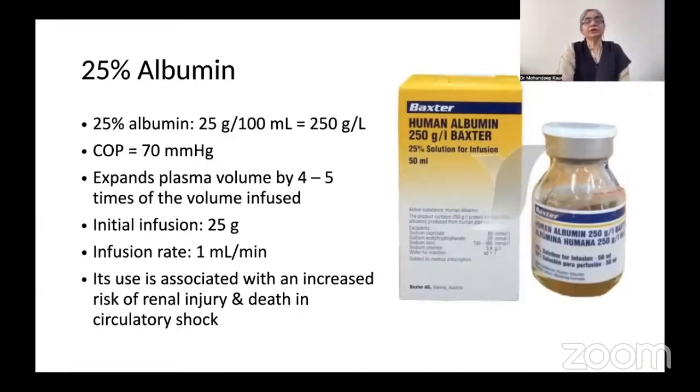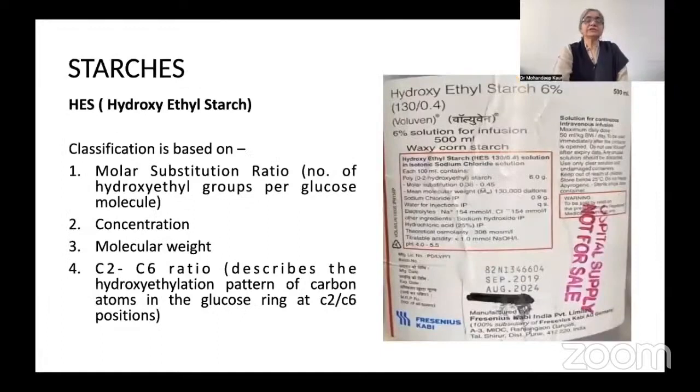250 grams per liter. Colloid osmotic pressure is 70 mmHg. Expands plasma volume by 4 to 5 times of the volume infused. And initial infusion is 25 grams to be given at the rate of 1 ml per minute. Its use is associated with an increased risk of renal injury and death in circulatory shock. So to be used with caution in these patients. Starches.